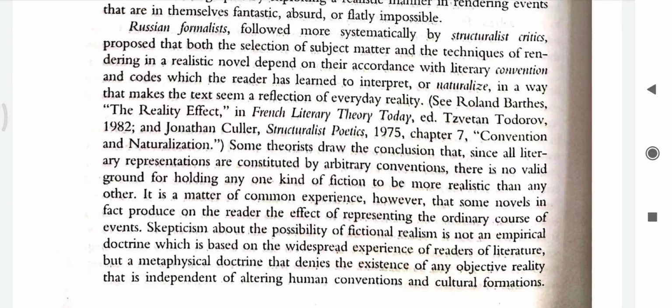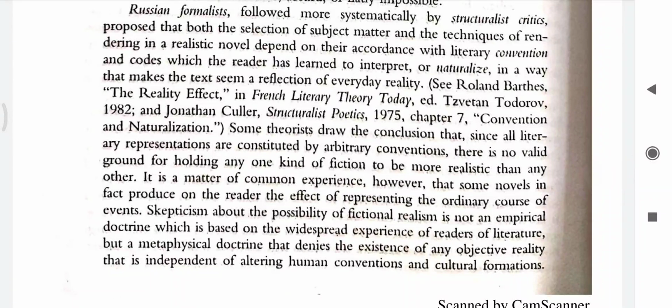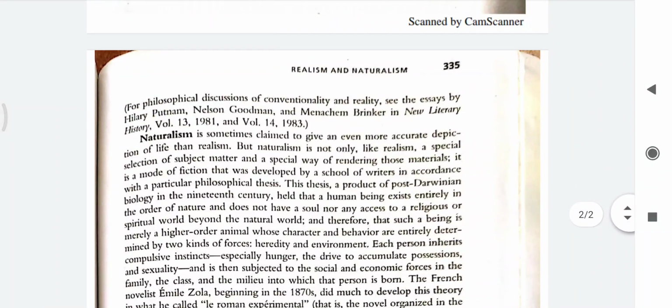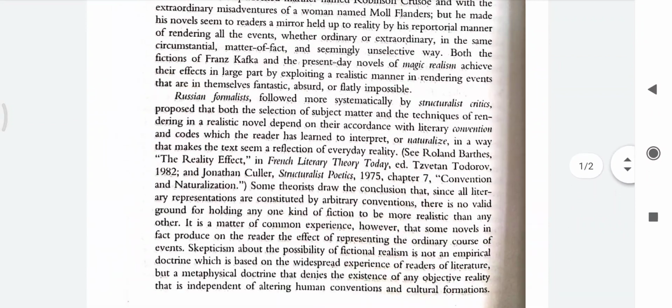Skepticism about the possibility of fictional realism is not an empirical doctrine based on the widespread experience of readers of literature, but a metaphysical doctrine that denies the existence of any objective reality, independent of any human conditions, conventions, and cultural formations. So, for better understanding of this particular term, New Literary History, and the works of Nelson Goodman and Hilary Putnam are of great help in this realistic theory.